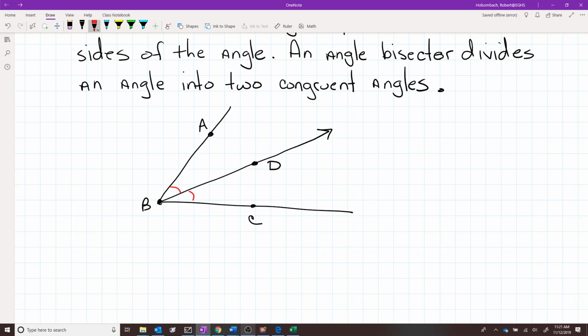If ray BD is an angle bisector, then any point on that bisector is going to be the same distance from both sides of the angle. So point D is going to be the same distance from point A. So this segment AD would be equal to segment DC.